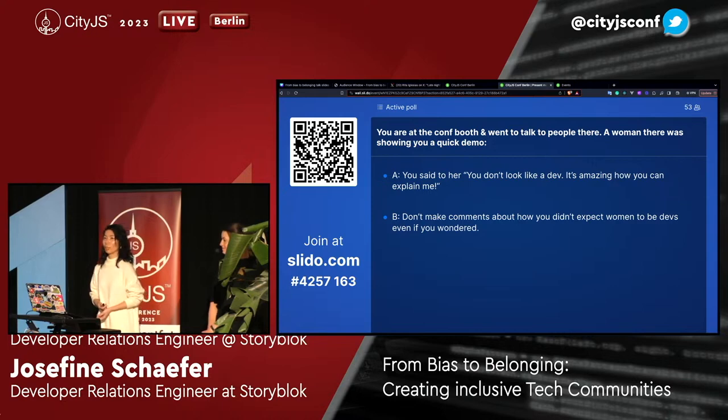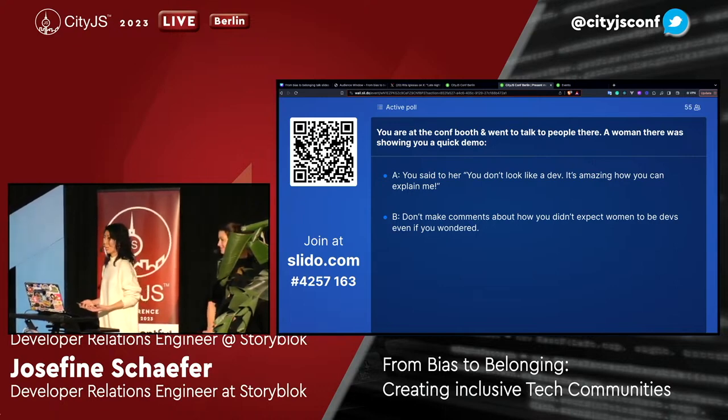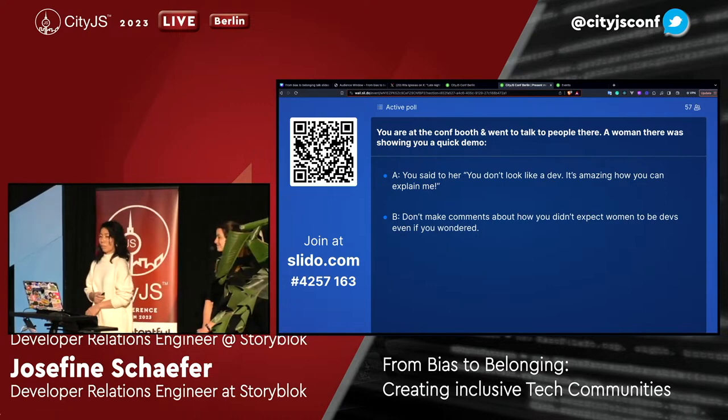So here are the options that you can vote. A, you said to her, this nice young lady, you don't look like a developer, but it's super amazing how you were showing me this nice product and explaining everything. B, don't make any comments about her appearance, even though you wonder that maybe she's not a developer, but highly skilled or trained to explain or show demos to you. I will give you 5 seconds. 5, 4, 3, 2, 1.